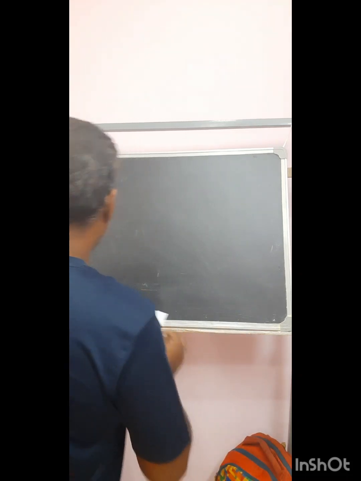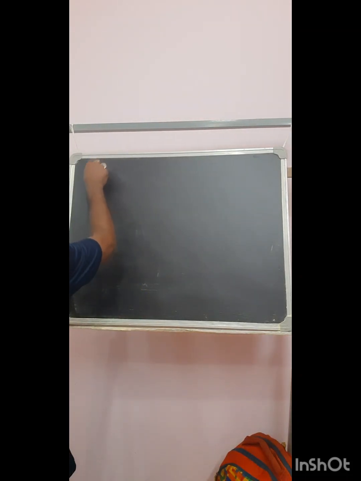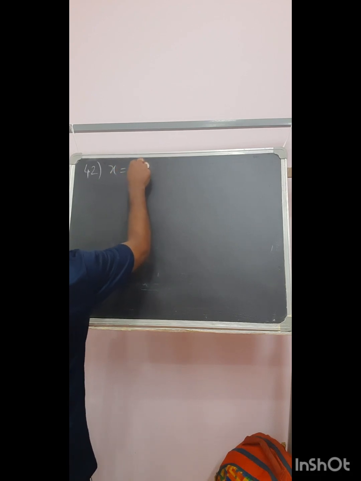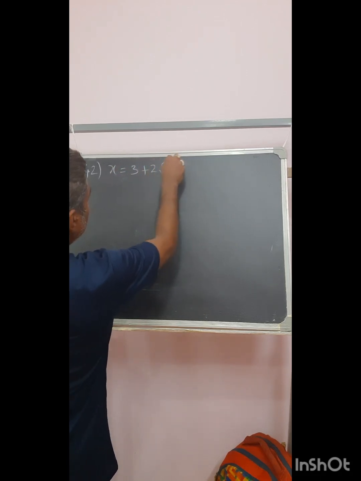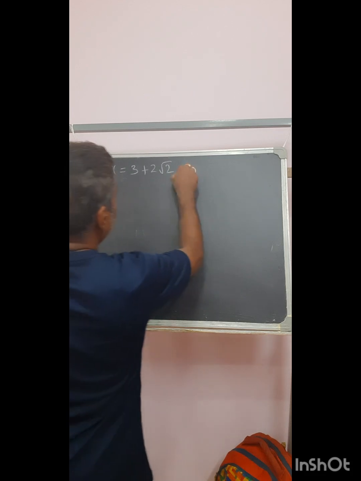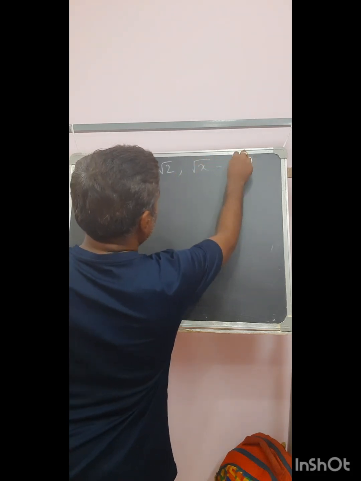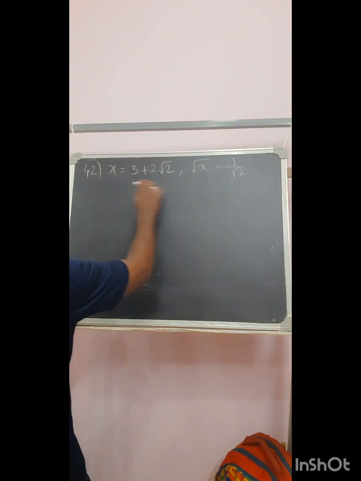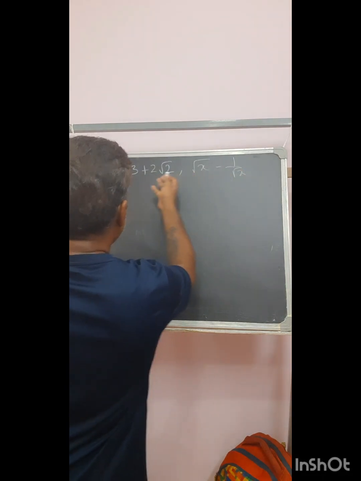I will move onward from 42. Let me start with the 42 number. So 42 says x is equal to 3 plus 2 root 2. Then you have to find root x minus 1 by root x. This is already a surd, and the square root of that must be a surd.